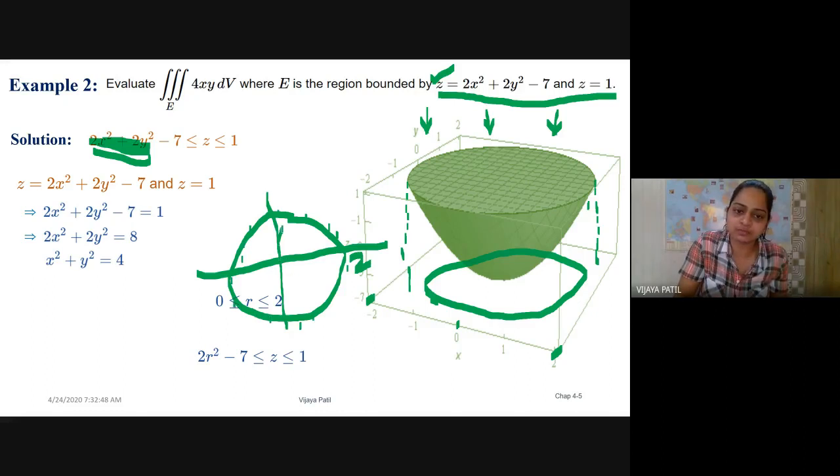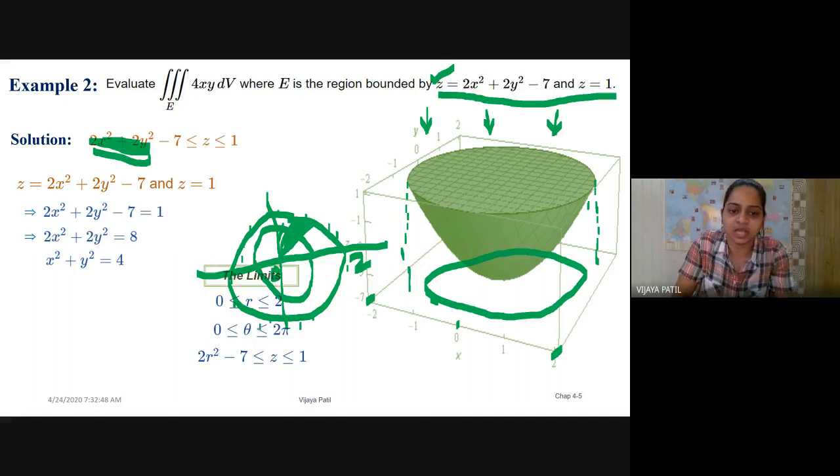So suppose I'm just drawing one ray over here. This ray will move, the lower end is on the origin, that is 0, always a source, and the upper end is always on the circle x square plus y square is 4, which is nothing but r is equal to 2. And what will be the theta? How will the theta move? Theta will move from 0 to 2 pi to complete one circle.